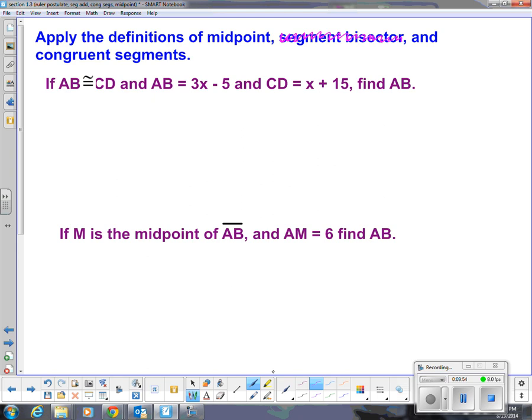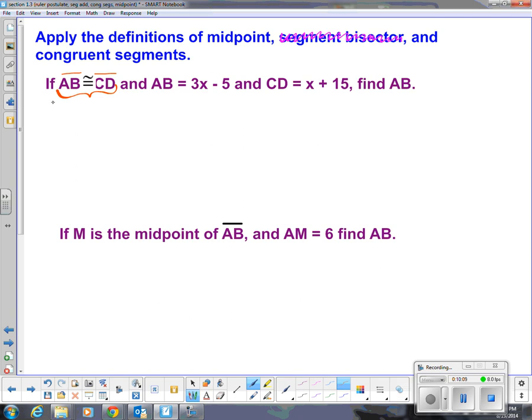So here's my first one. AB is congruent to CD. And what is missing? Hopefully you noticed the segment bars were missing. All right, now that I have correct notation, the question is, when you see congruent segments, what do you look for?